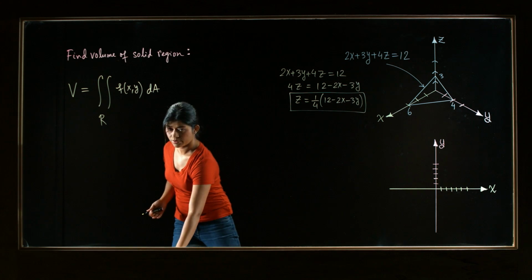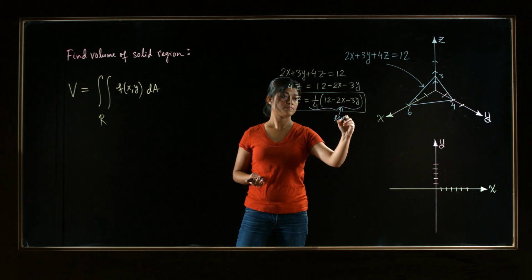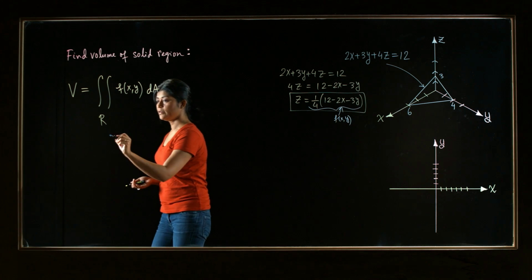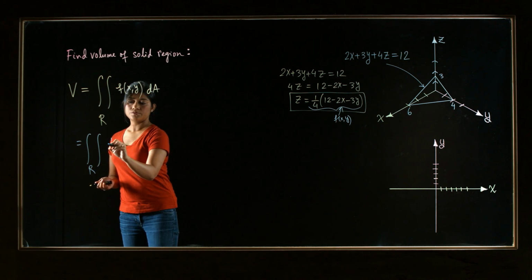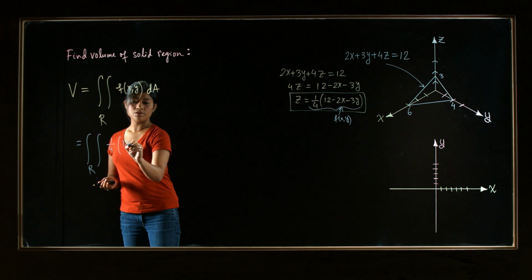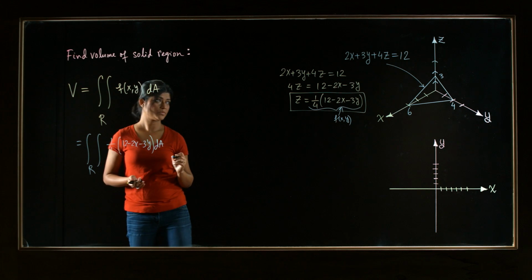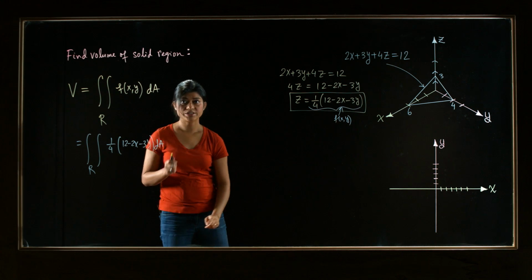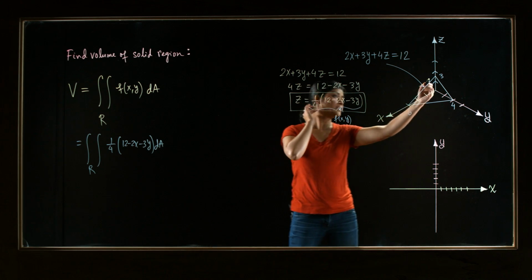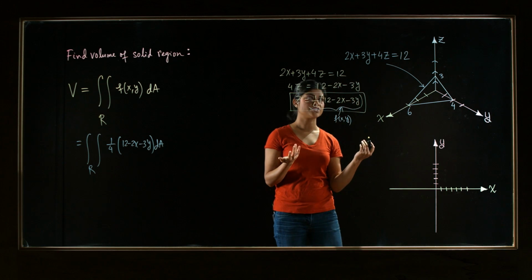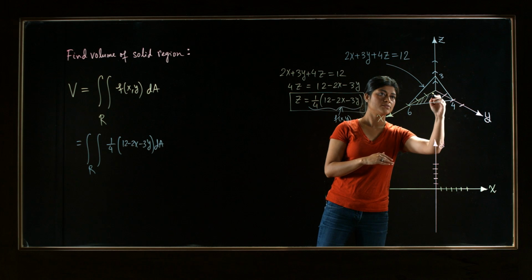So, our function f is right here. Come back here and let's write that down. So, we have the double integral of 1/4 times (12 minus 2x minus 3y) dA. Okay. Now, let's try to understand this region R. Remember, it's the xy trace, right? So, if you look in this picture, where is the xy trace of this solid? Well, it's wherever it intersects the xy plane, which means it's right here.